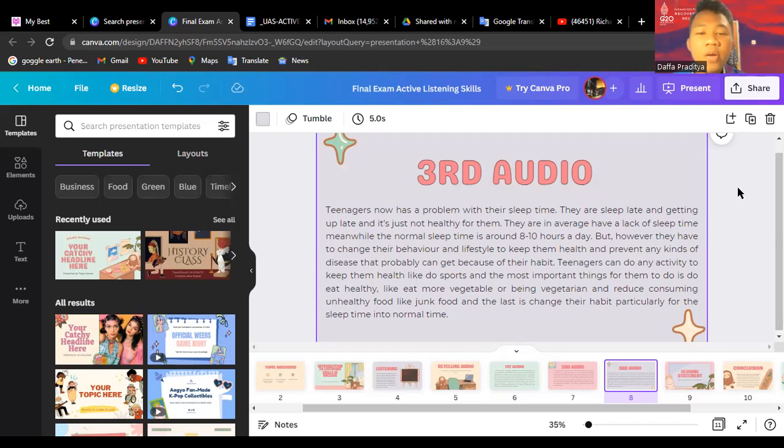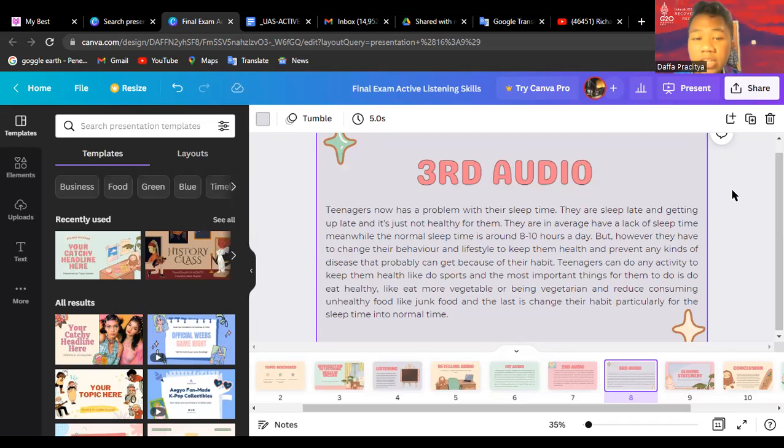So teenagers now have a problem with their sleep time. They sleep late and get up late, and it's just not healthy for them. On average they have a lack of sleep time. Meanwhile, the normal sleep time is around 8 to 10 hours a day. However, they have to change their behavior and lifestyle to stay healthy and prevent any kinds of disease that they probably can get because of their habit.